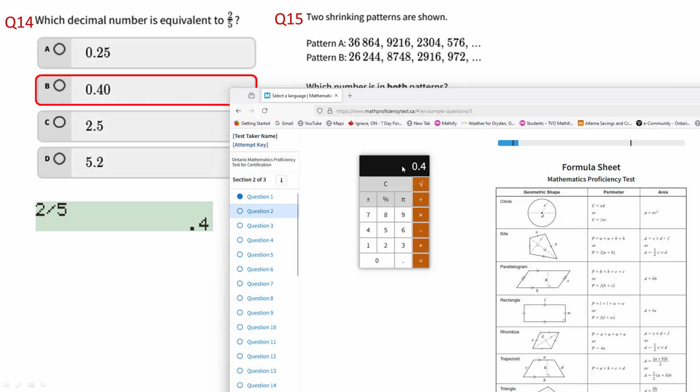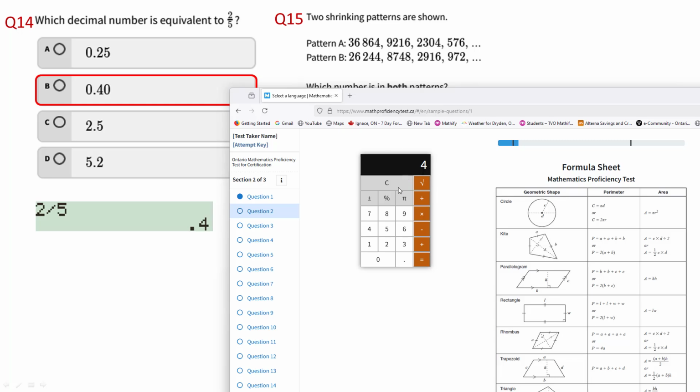So for example, see if I go 36,864 minus 9216. So the difference is 27,648. Well, the difference between those isn't 27,000. So maybe they're dividing by something. So if we go 36,864 divided by the next term, 9216. Okay, so you get a nice whole number divided like that.